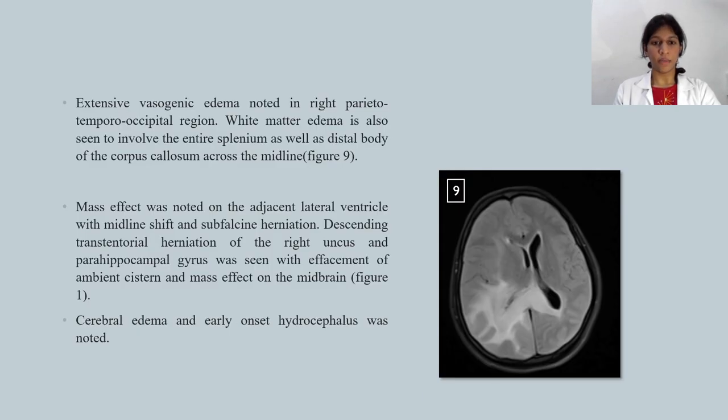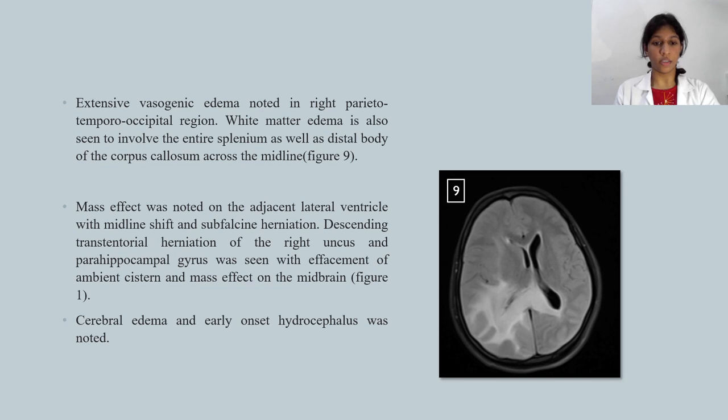Extensive vasogenic edema is noted in the right parieto-temporo-occipital region. White matter edema is also seen to involve the entire splenium as well as the distal body of the corpus callosum across the midline. Mass effect was noted on the adjacent lateral ventricle with a midline shift and subfalcine herniation.